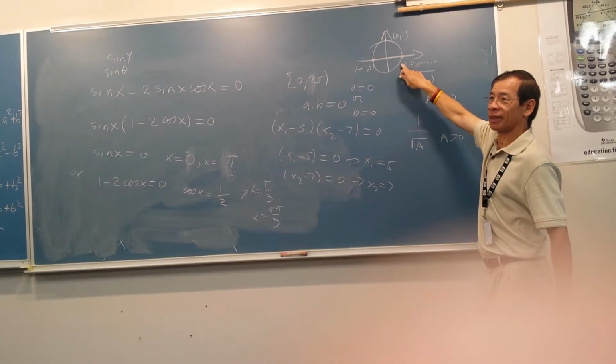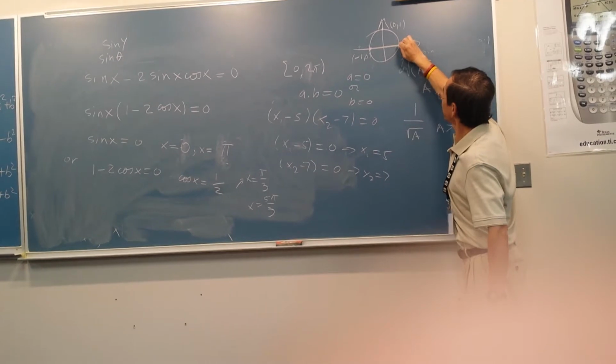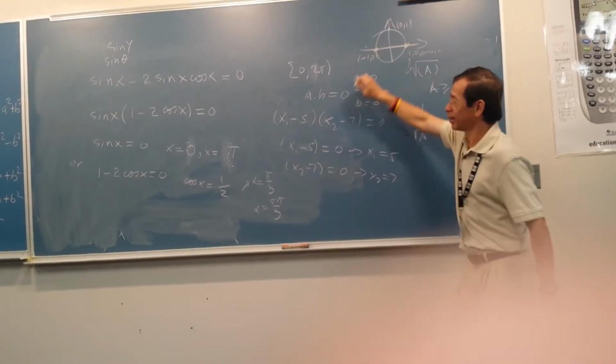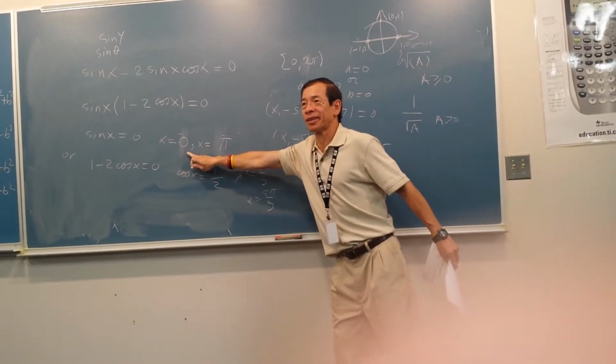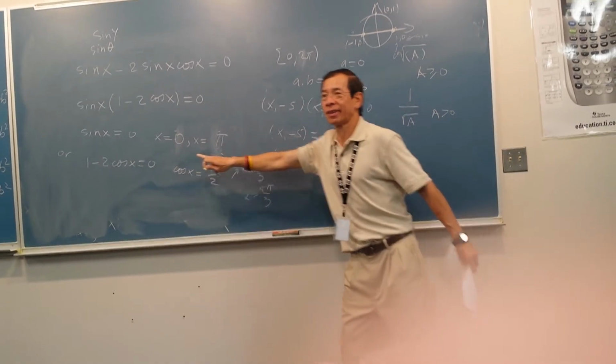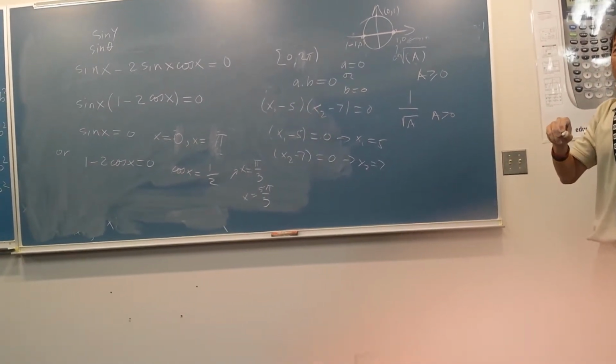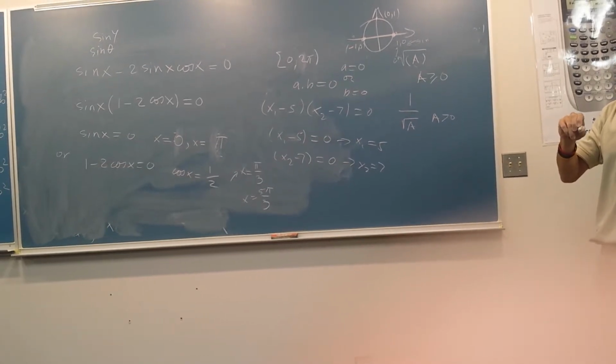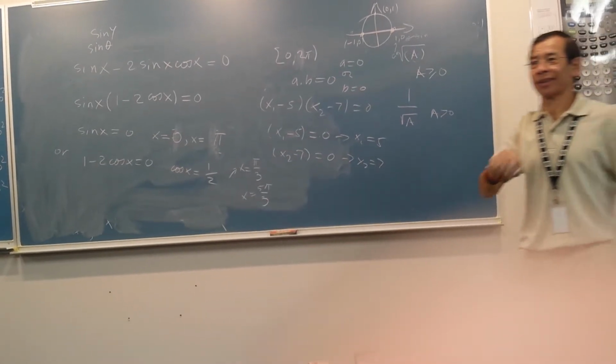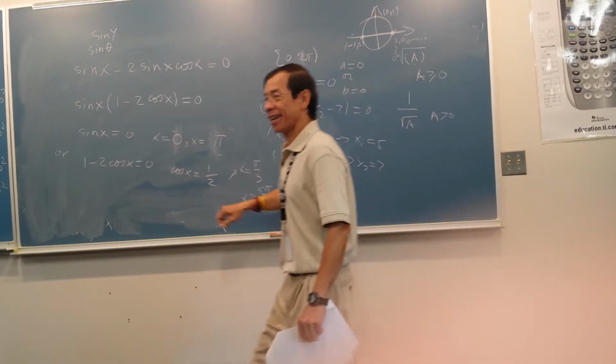Over 2, it's 1. And what about pi? 2 pi is right back at 0, so sine is going to be 0. But when you have pi over 2, sine is 1. When you have 3 pi over 2, sine is negative 1. You're trying to get it to equal 0. So you're either at 180 or 0 on the axis.